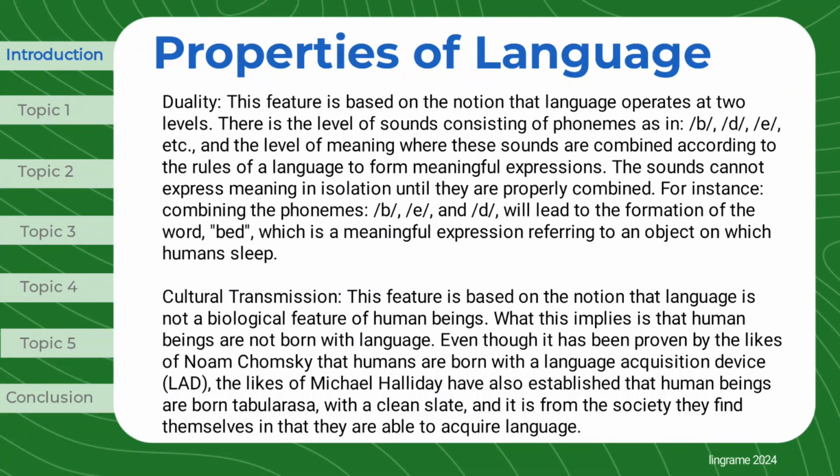Duality. This feature is based on the notion that language operates at two levels. There is the level of sounds consisting of phonemes as in /b/, /d/, /e/, etc., and the level of meaning where these sounds are combined according to the rules of a language to form meaningful expressions. The sounds cannot express meaning in isolation until they are properly combined.